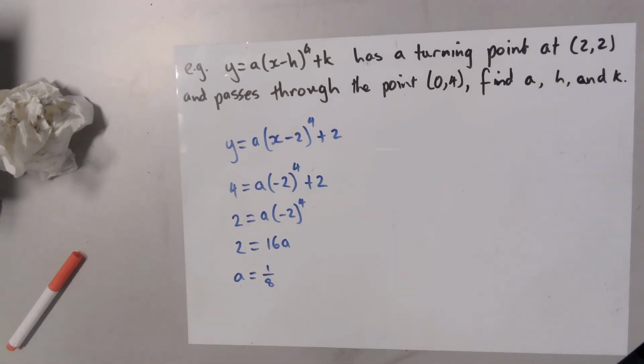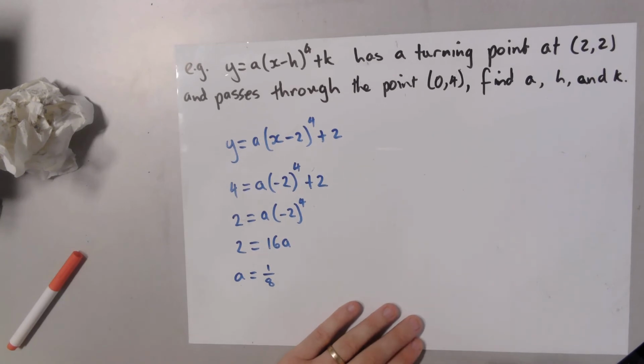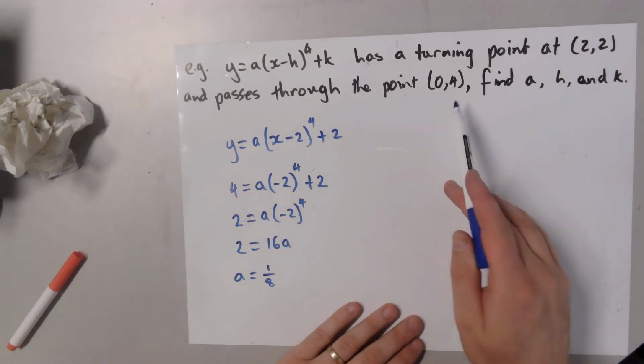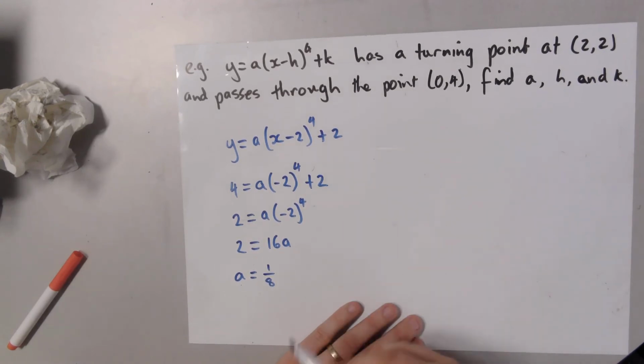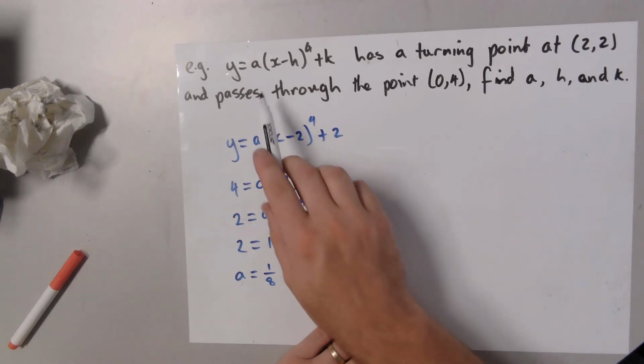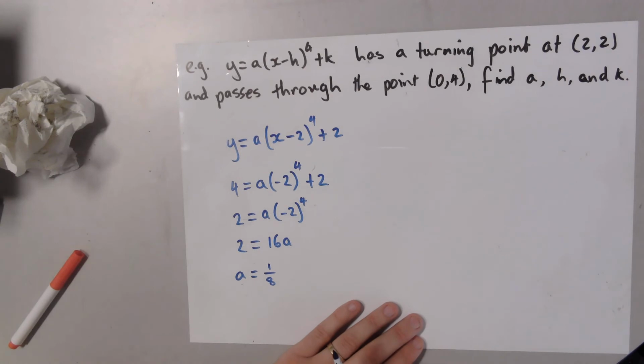So that's our general process. They could have, instead of giving us the turning point, given us multiple bits of information. So they could have said we are going through the point 0, 4. We could have said we go through, I don't know, 0.15, 3.6, something like that. What we would have had to do in one of those cases is sub in all 3 of those pairs of values, and we would end up with 3 equations with 3 unknowns and solve them simultaneously.